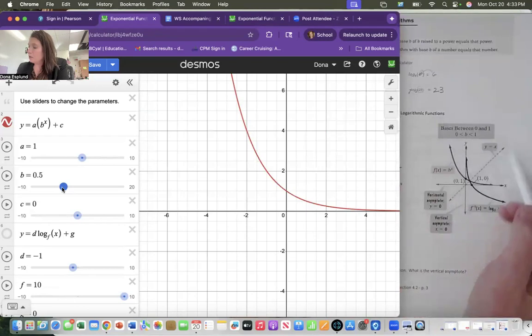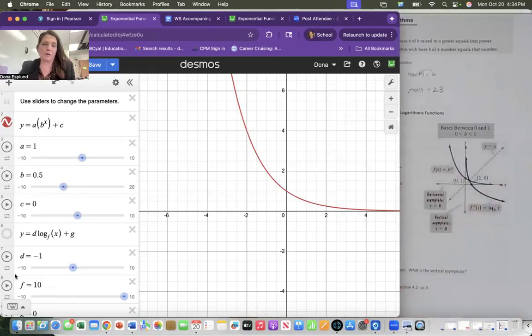Your inverse also, when your base is a fraction, this is what your logarithm function is going to look like. And we're going to show that on the second part, like 5, 6, and 7 from the worksheet that we have.